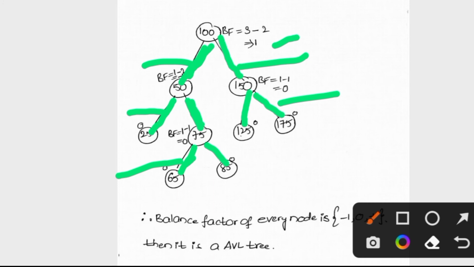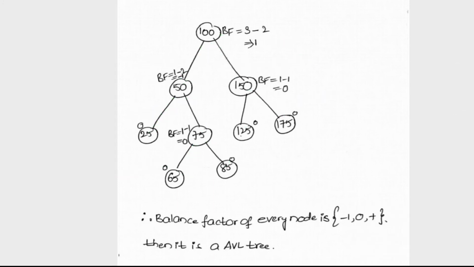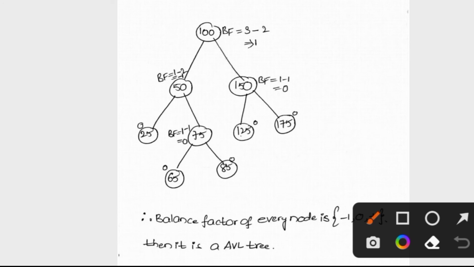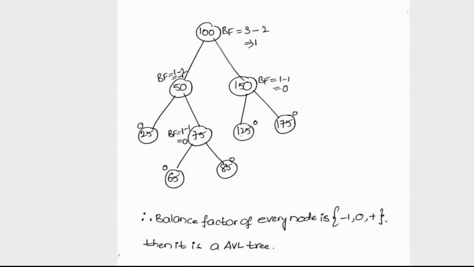So here the balance factor of every node is either 0, 1 or minus 1. Then we can say this is a balanced binary search tree, or we can call it an AVL tree. Like this we have to calculate the balance factor, and while constructing the tree also, we have to take the properties of the binary search tree and then construct the AVL tree.